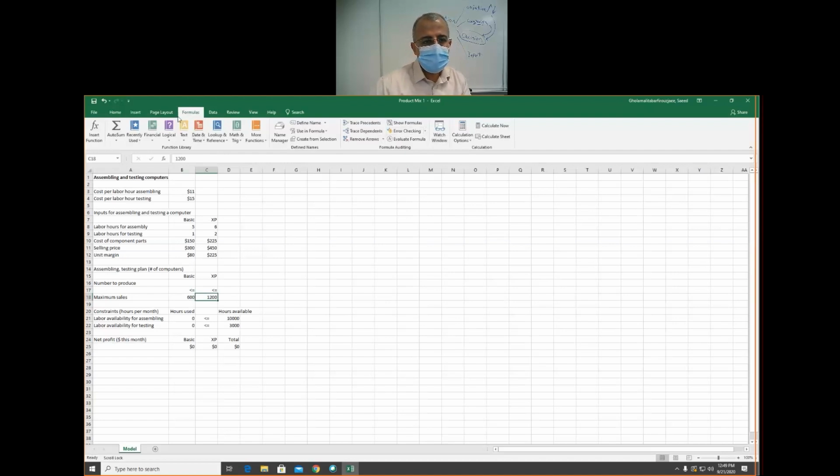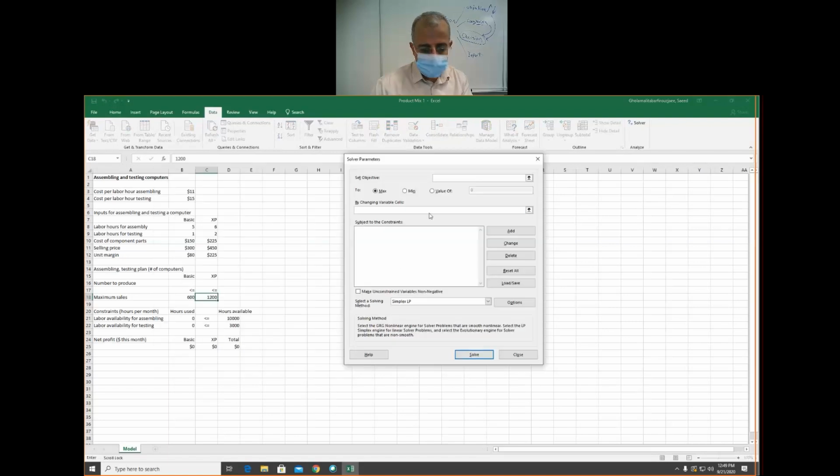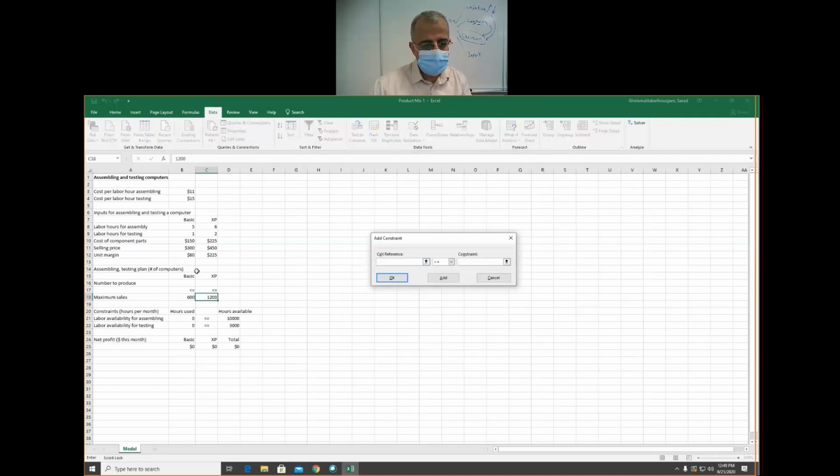Now we can go to data solver. Objective is the total. What's the decision variable? The numbers to produce. Numbers underline to underline produce. We have two constraints. This one, numbers to produce must be less than or equal to the maximum sales.